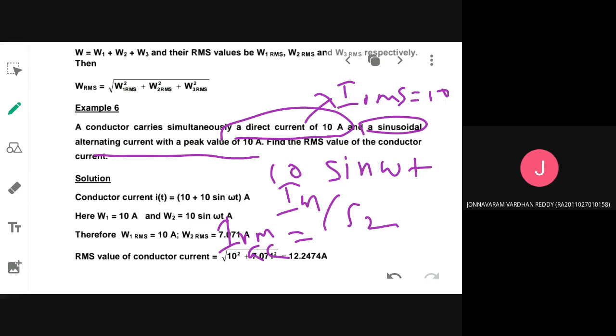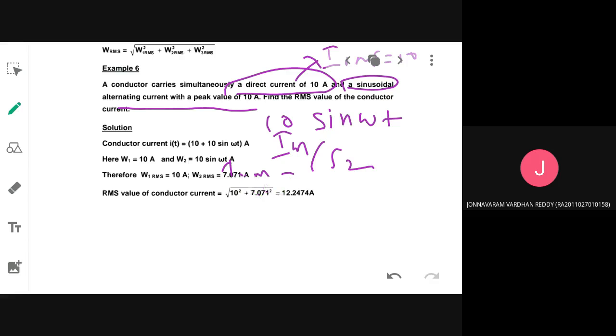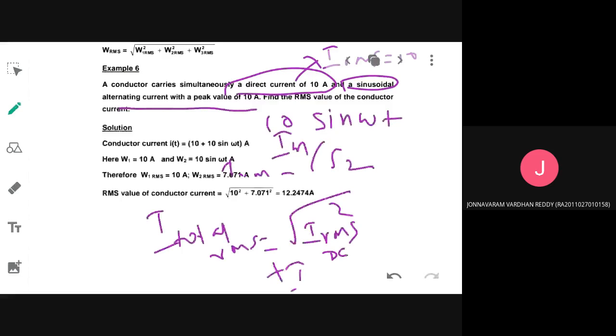Then finally, you have to consider DC as well as AC for calculating the total RMS. The total RMS is given by this formula, that is IRMS DC squared plus IRMS AC squared, under a square root. That they have derived as 12.27247.